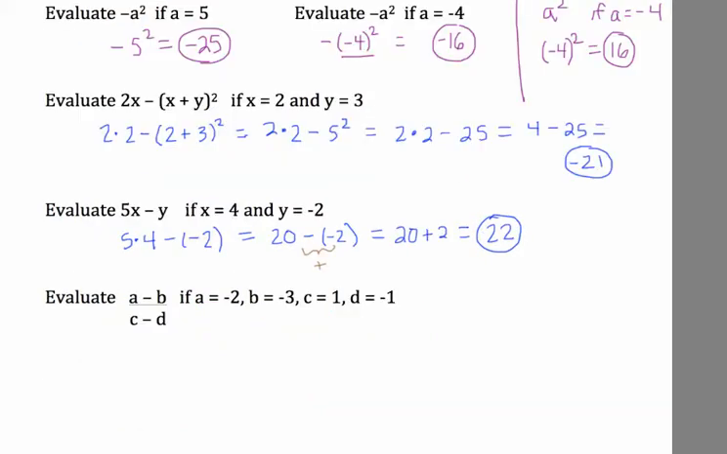Again, I'm not going to do the next two examples, but if you want to pause the video and look at the arithmetic for them, you may. I would like to look at the last one. A minus B divided by C minus D. A is negative 2, and B is negative 3.